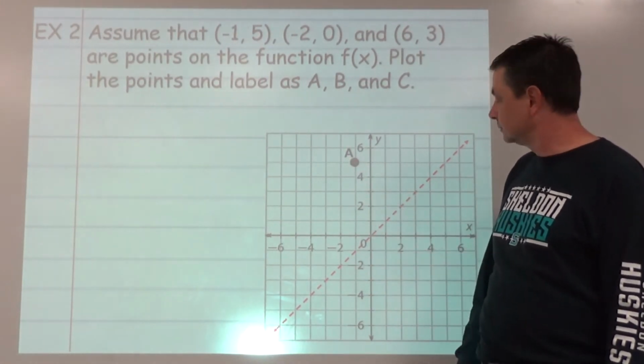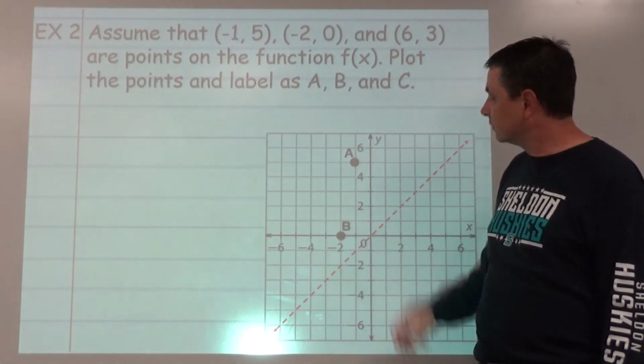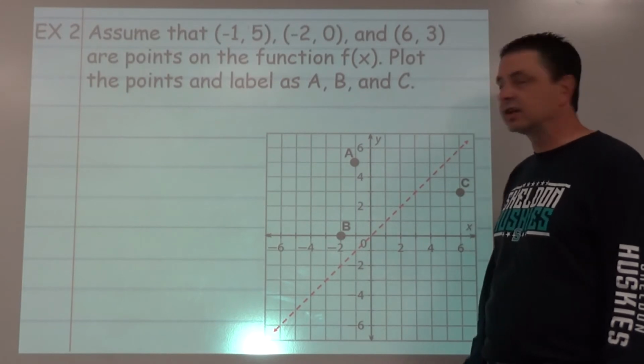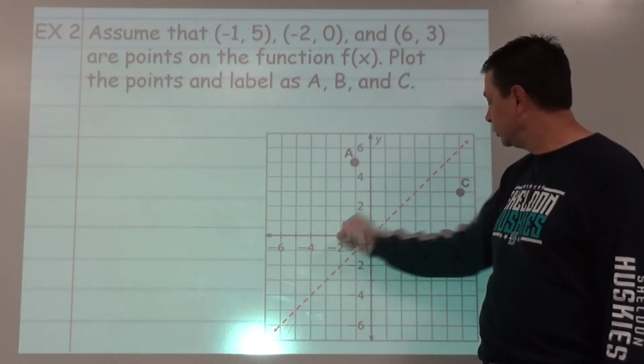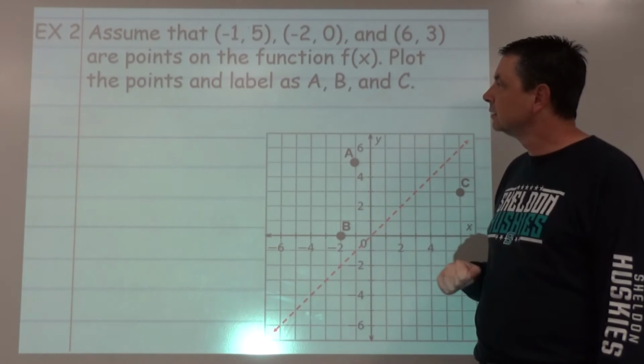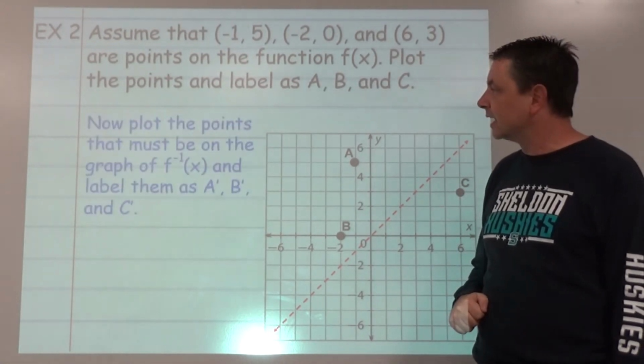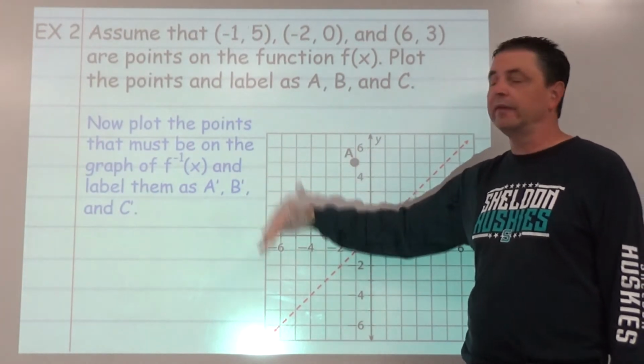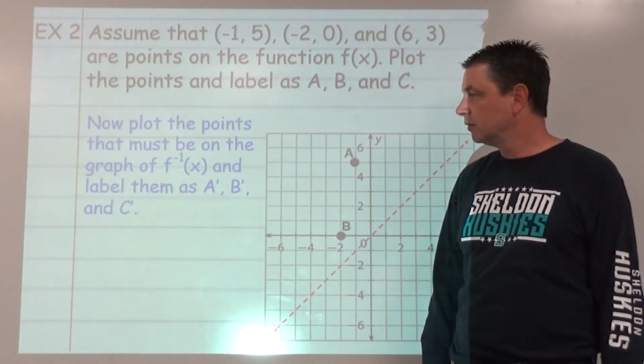-1, 5, -2, 0, 6, 3. Labeled A, B, C. Next, plot the points that would have to be on the inverse function.